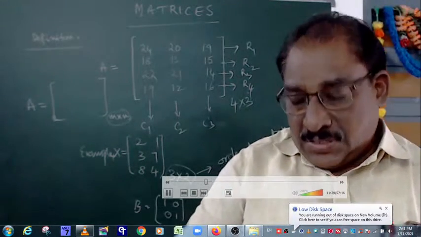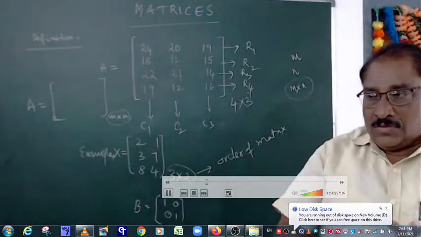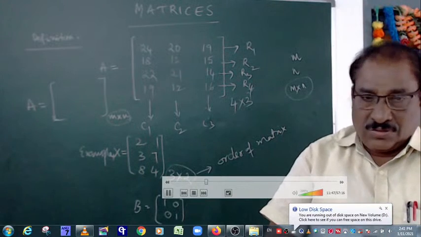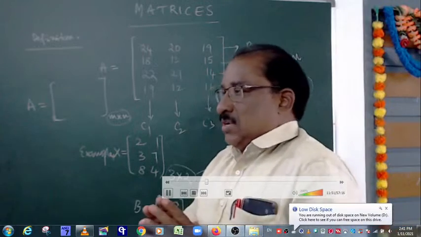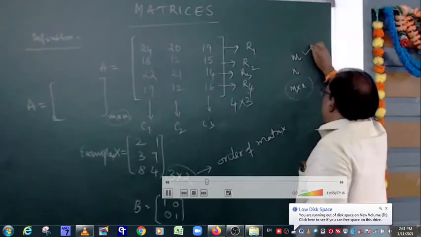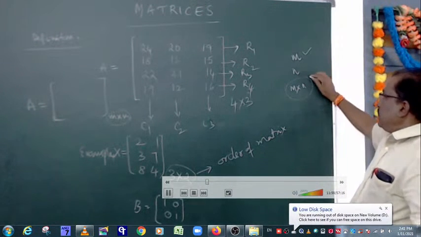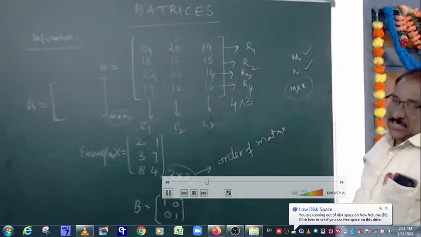The order of the matrix is nothing but the number of rows into the number of columns. For example, if small m is the number of rows and small n is the number of columns, then we call m by n the order of the matrix. Okay.